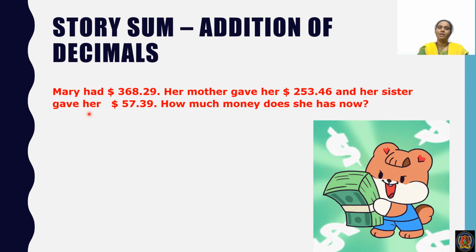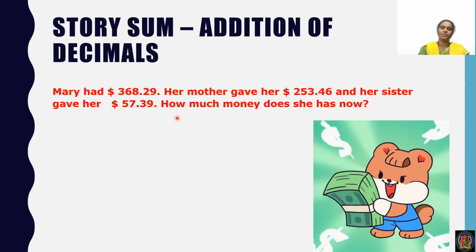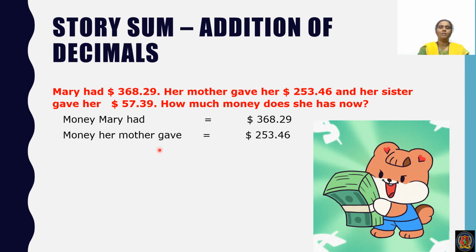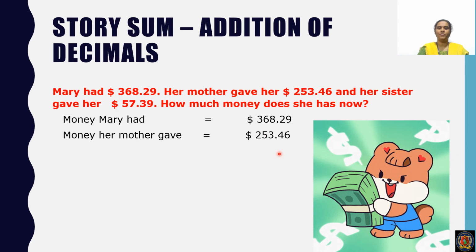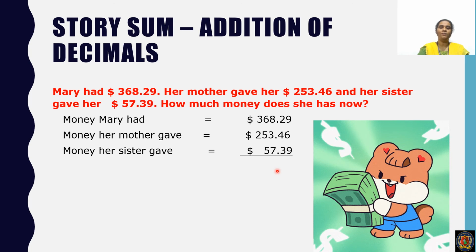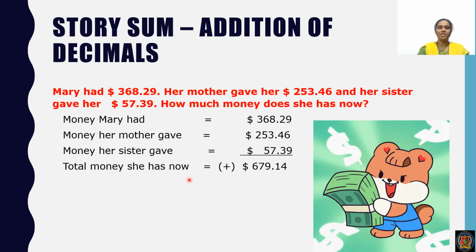The statement can be derived from the question itself. It can be your own simple statement. So I am starting: money Mary had is equal to $368.29. Money her mother gave is equal to $253.46. Money her sister gave is equal to $57.39. The total money we need to find, so we need to add. Total money she has now is equal to, we add all these, we will be getting $679.14. So this is how we do the addition of decimals.